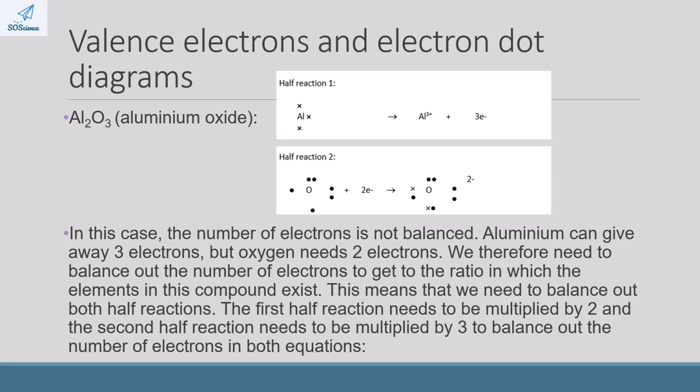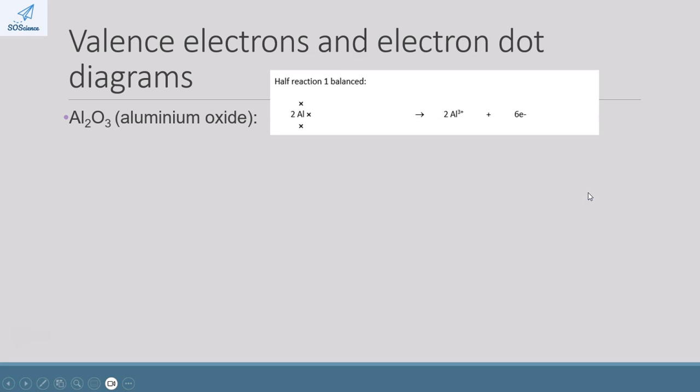Right, so now what we need to do is we need to somehow balance these electrons. We need to find a lowest common number between 3 and 2. And that number is going to be 6. So if I multiply the first half reaction by 2, then I will reach 6 electrons. And if I multiply the second half reaction by 3, then I will reach 6 electrons. And once my electrons are balanced, then I'm happy. So let's take a look.